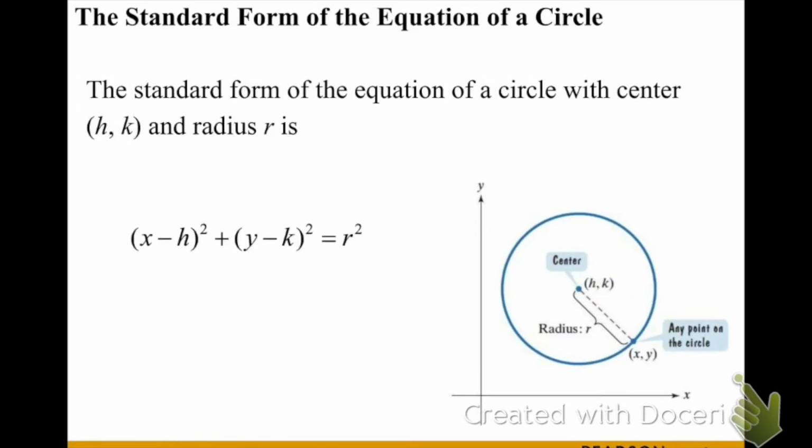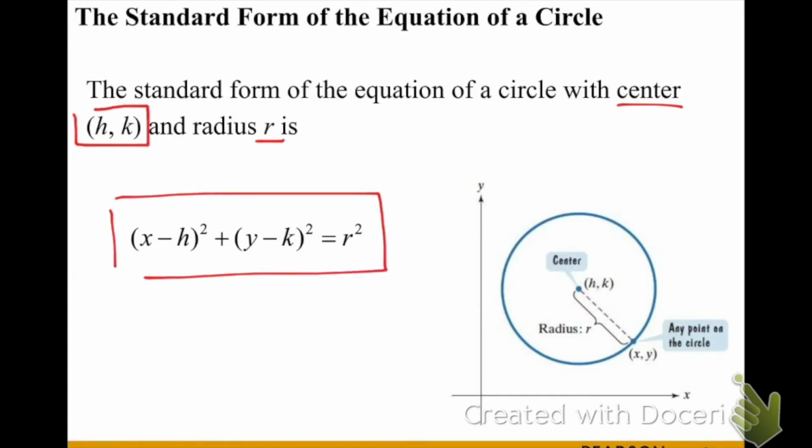The standard form of the equation of a circle is given below. In this case, using the coordinates of the center (h, k) and the radius r, we get the standard equation to be (x - h)² + (y - k)² = r².